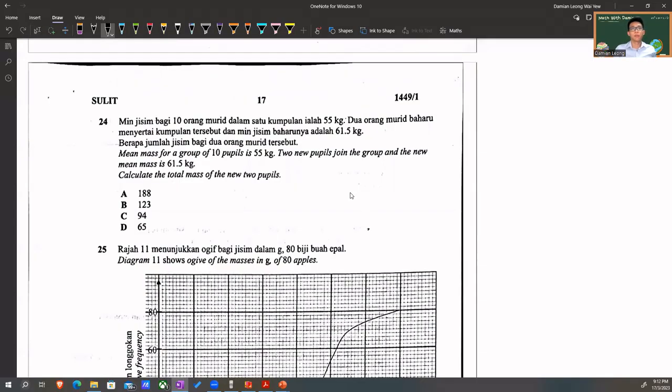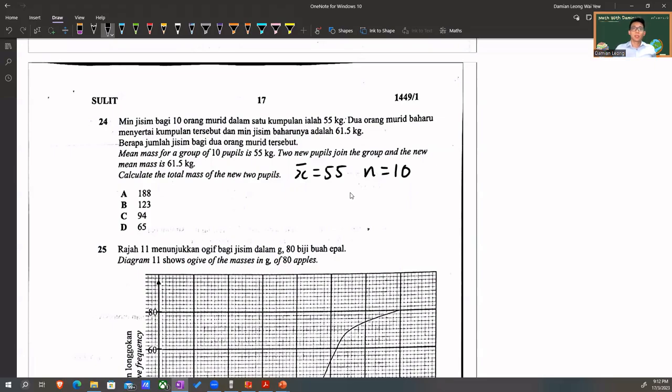So I have mean mass for a group of 10 pupils, 55 kg. Mean is 55. Number of them is 10. 2 new pupils join the group. Mean mass is now 61.5 kg. Calculate the total mass of the new 2 pupils.